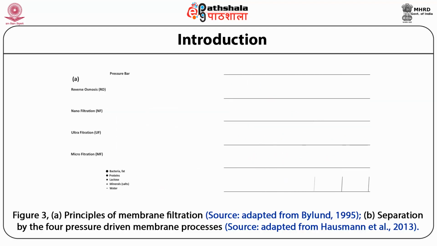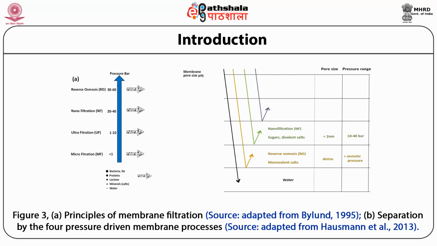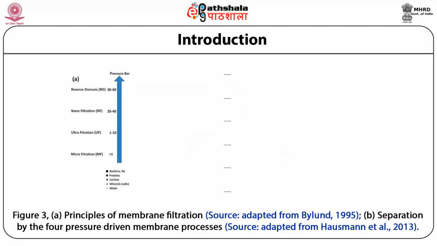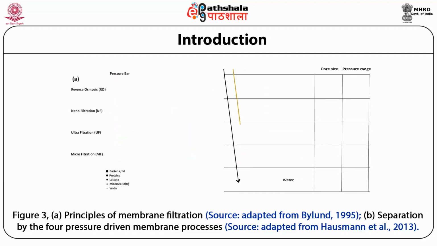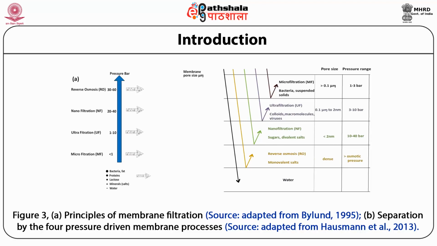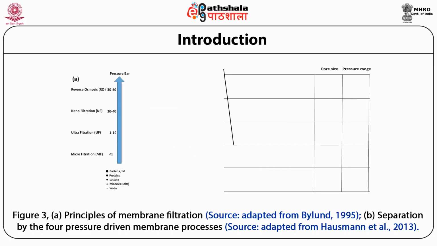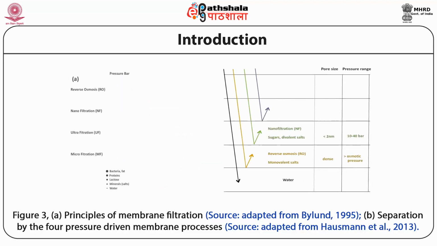So in case of what is the pore size, what is the pressure range. In figure B, we can see that in the case of microfiltration, where bacteria and suspended solids are retained, here the pressure is 1 to 3 bar. For UF, the pressure may be 3 to 10 bar. NF, the pressure may be 20 to 40 bar. And reverse osmosis, here the pressure will be determined as per the osmotic pressure of the solution. So normally whey and milk have 7 bar osmotic pressure, and here only water will be passing, otherwise all the things will be retained by the reverse osmosis process.